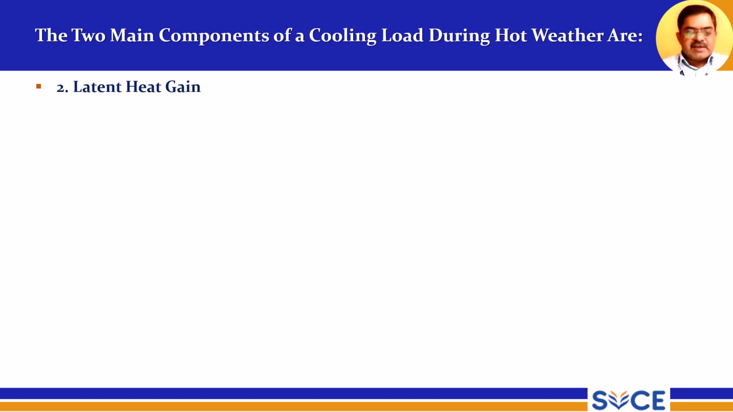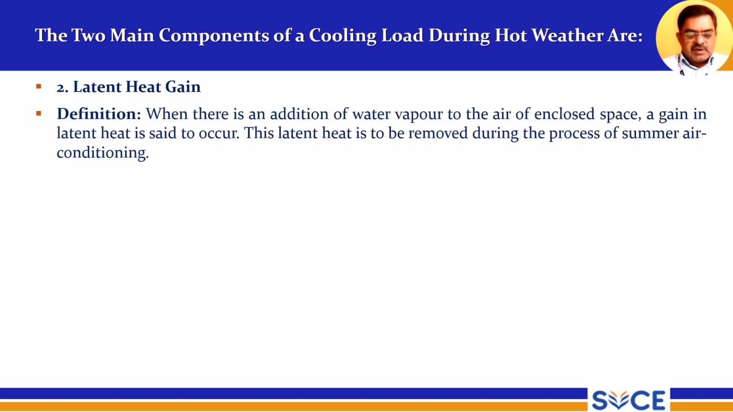Next is latent heat gain. We have seen sensible heat gain, and this is latent heat gain. It occurs when there is an addition of water vapor to the air of the enclosed space. When water vapor is added to the air, a gain in latent heat is said to occur, in the form of latent heat. The latent heat is to be removed during the process of summer air conditioning.